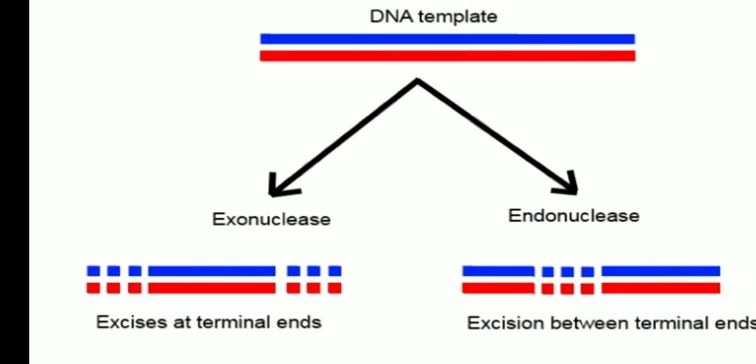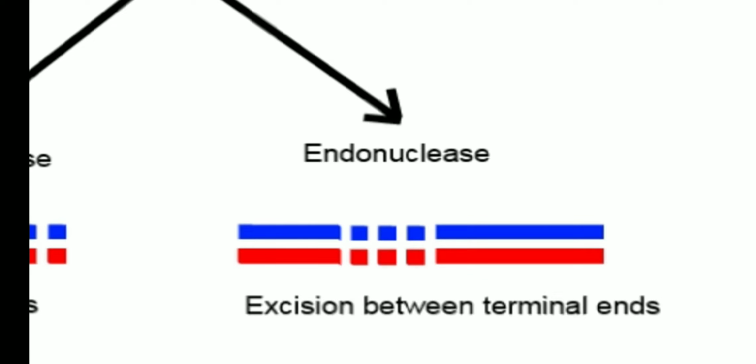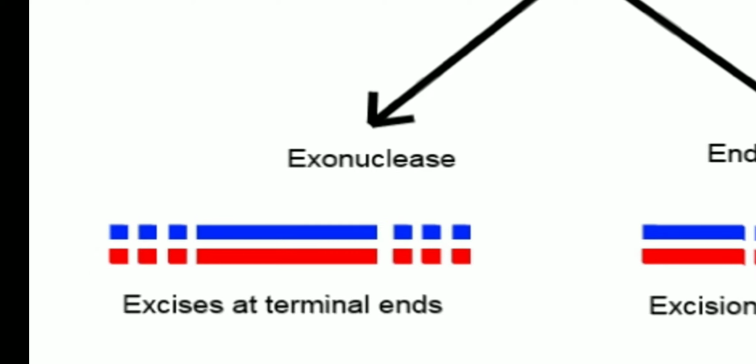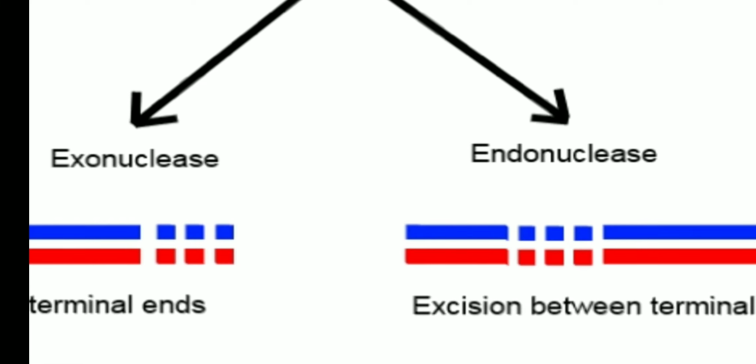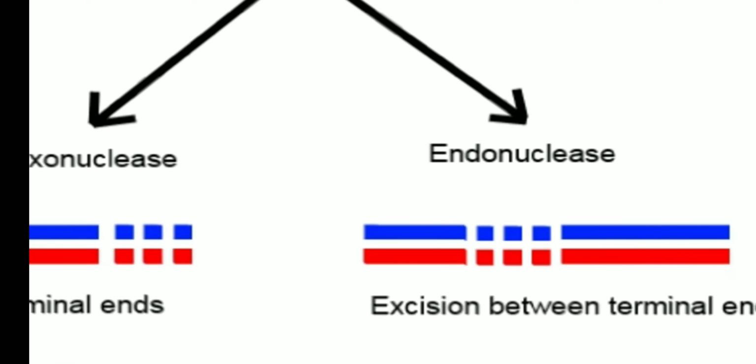In exonuclease enzyme, the nucleotides are cut from the terminal end, and in endonuclease they make an internal cut at a specific position within the DNA. So in exonuclease enzyme the nucleotides are removed from the terminal end, and in endonuclease enzyme they make an internal cut. Here internal cut occurs, here terminal cut occurs.